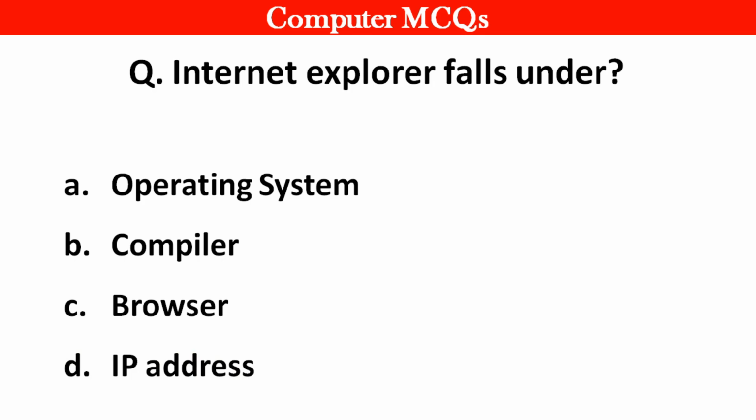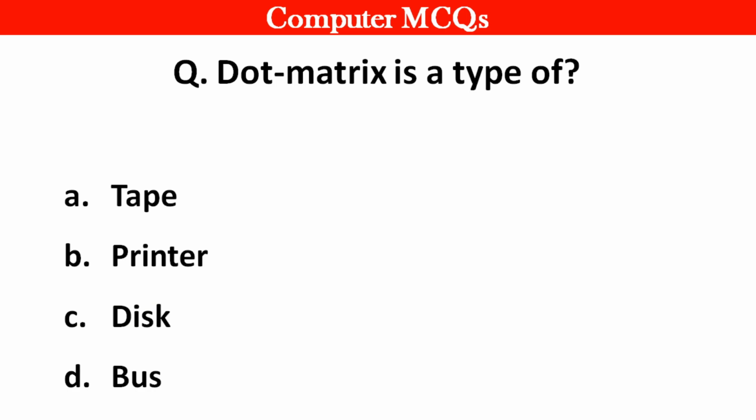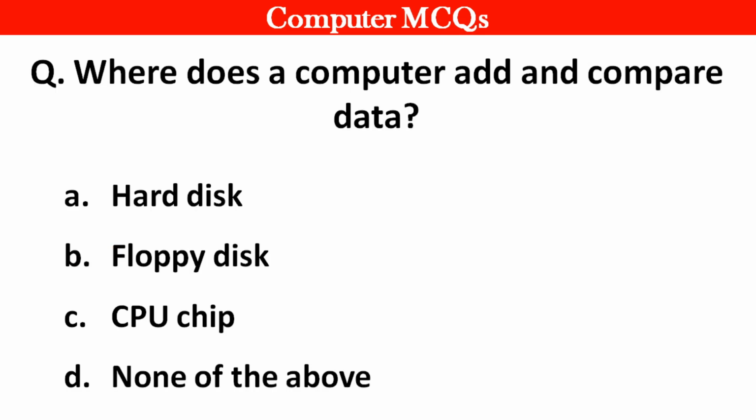Next question. Internet Explorer falls under. Right answer is option C, browser. Next question. Dot matrix is a types of. Right answer is option B, printer. Next question. Where does a computer adds and compares data? Right answer is option C, CPU chip.